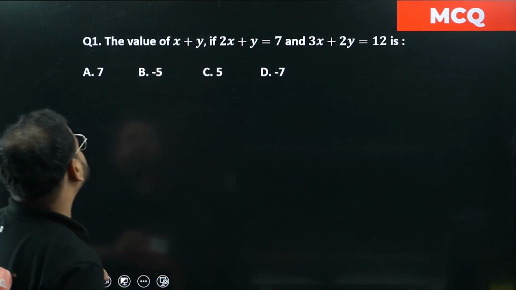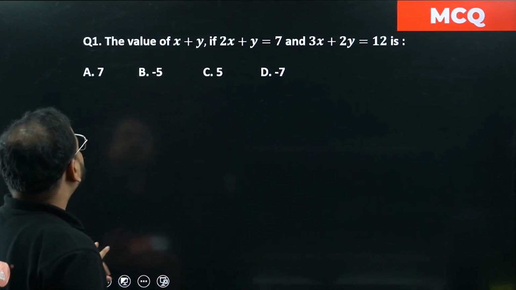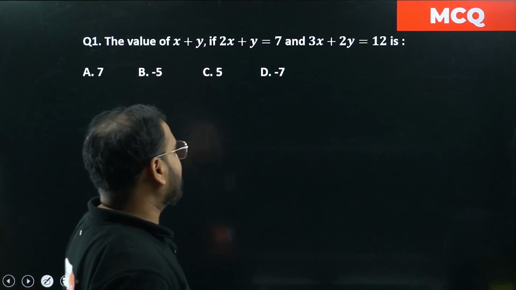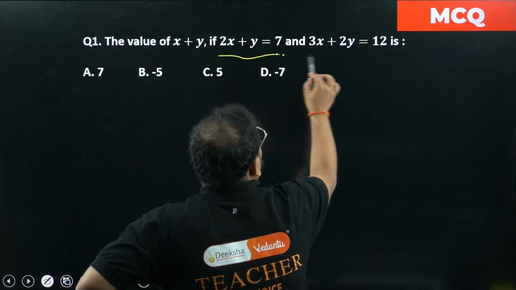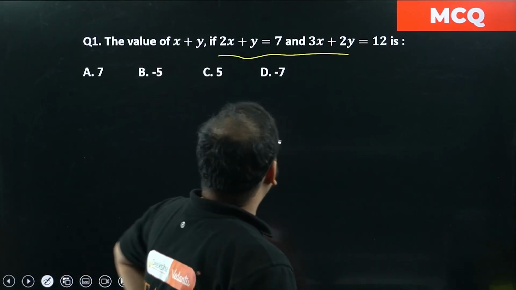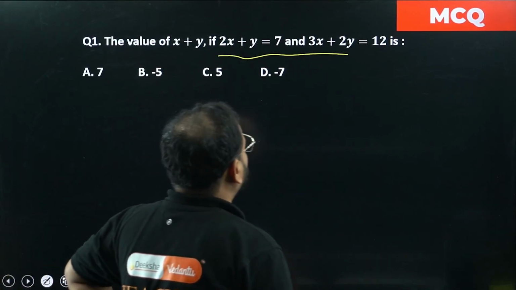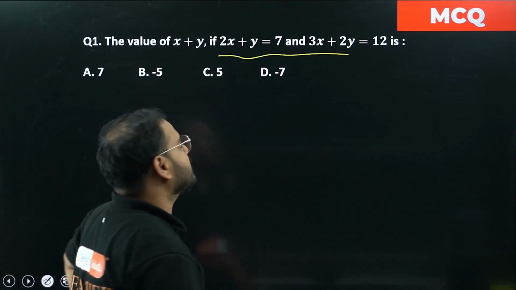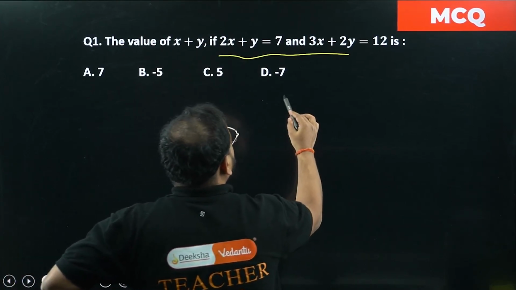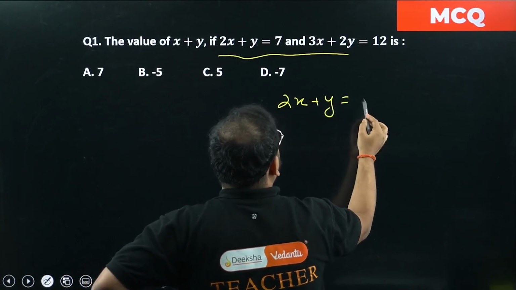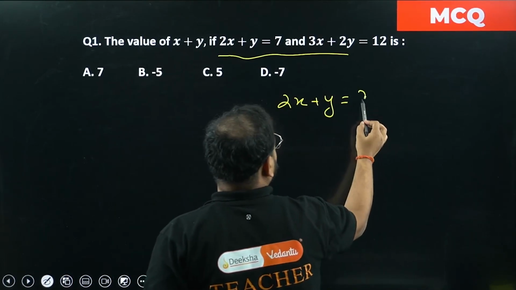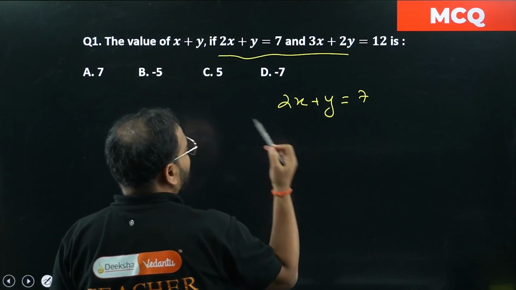So what was the first question? The value of x plus y, you have to find it out, provided that the given equations hold. I have done a similar question in our regular session also, though it was not the same question. So please write the equation. One way to solve this question is by finding the value of x and y, and then adding them.